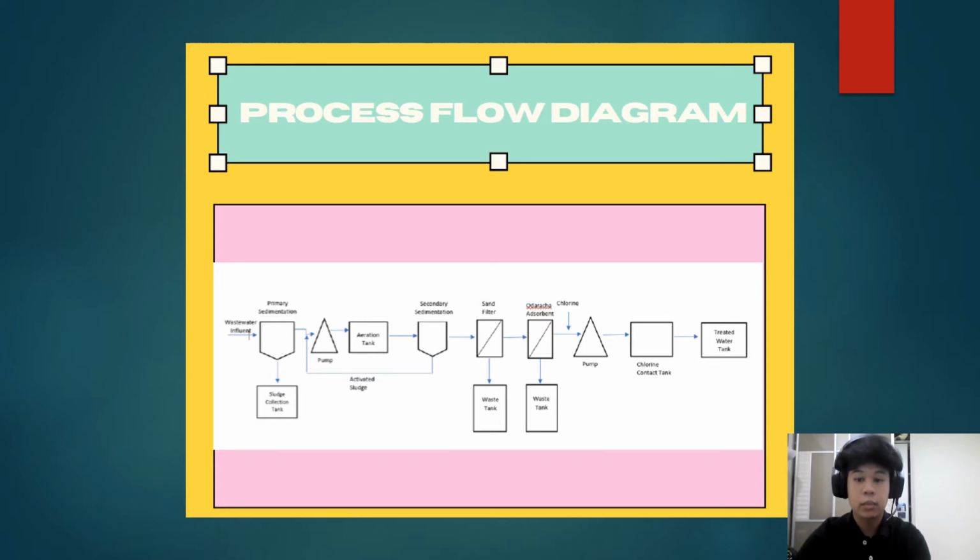After that, it will flow into the secondary sedimentation tank to separate the treated wastewater from biological waste, which also results in 90% of treated effluent. It is then filtered through a sand filter and then Odaracha adsorbent for further purification. In the last stage, chlorine is pumped in as disinfection to get rid of any bacteria, and finally, clean water is produced.